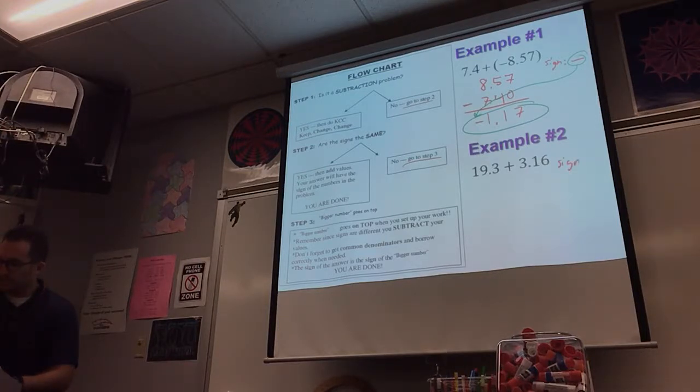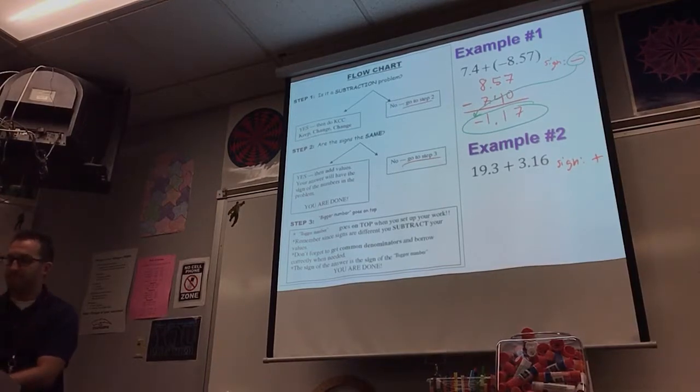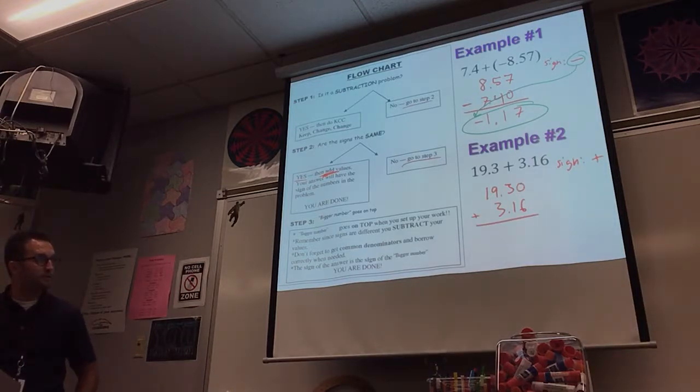Positive. Okay, let's do number 2. Step 1, is it a subtraction problem? No. Are the signs the same? Yes, so we're going to add. 19.3 plus 3.16. Let's get our placeholder 0 in there if you want it. 0 plus 6 is 6, 3 plus 1 is 4, 9 plus 3 is 12, carry the 1. 1 plus 1 is 2. 22.46. And then don't forget, our sign is positive, so we just leave it alone.